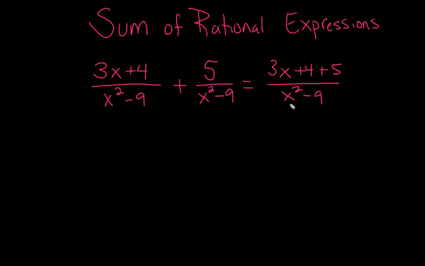And then we can just combine like terms. So looking at this, 3x, well, there are no other x terms to combine with, but we can combine 4 and 5 because those are like terms. So if I come down here, then on our numerator, we have 3x plus 9, and that is over x squared minus 9.